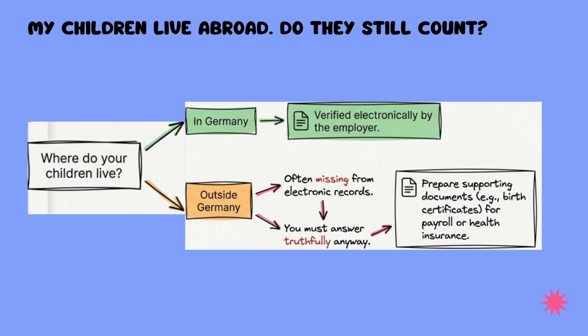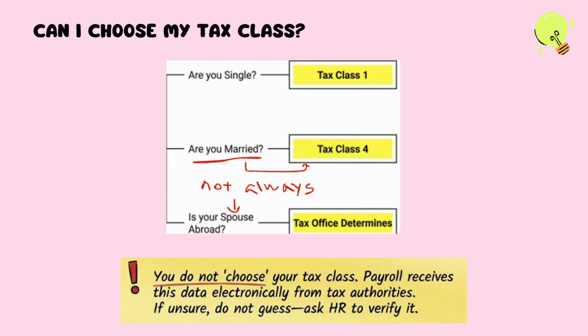You might now ask, my children don't live in Germany. Do they still count? Yes, you should still declare that you have children. However, children living outside Germany often cannot be verified automatically through the electronic system. In those cases, your employer or health insurance provider may ask for supporting documents, such as birth certificates. The most important thing is to provide accurate information from the beginning. Question number 4, can I choose my tax class?